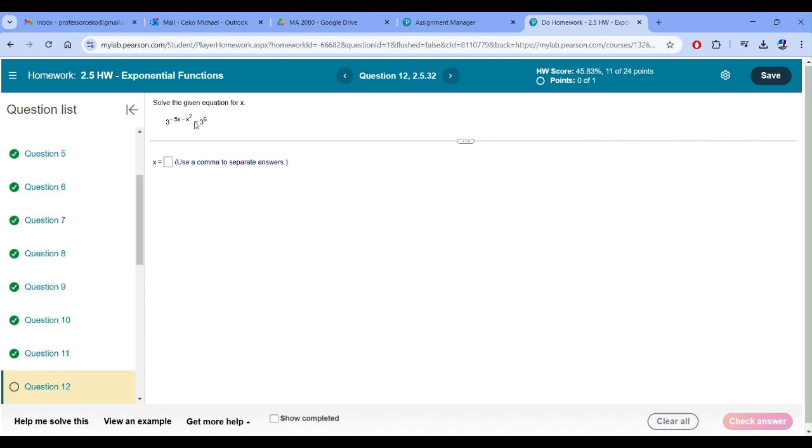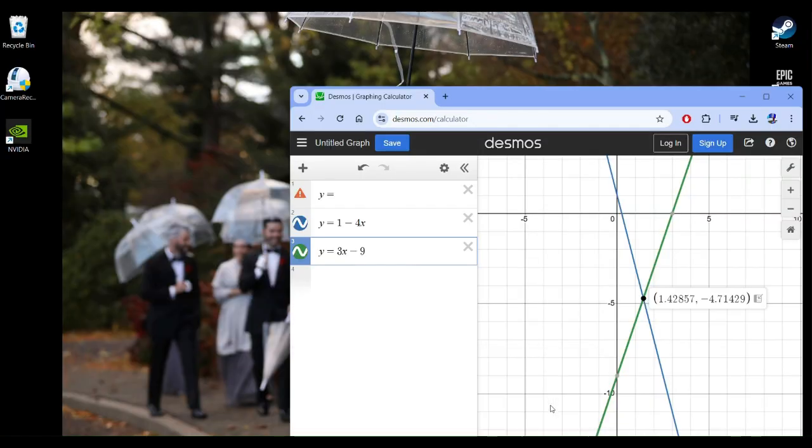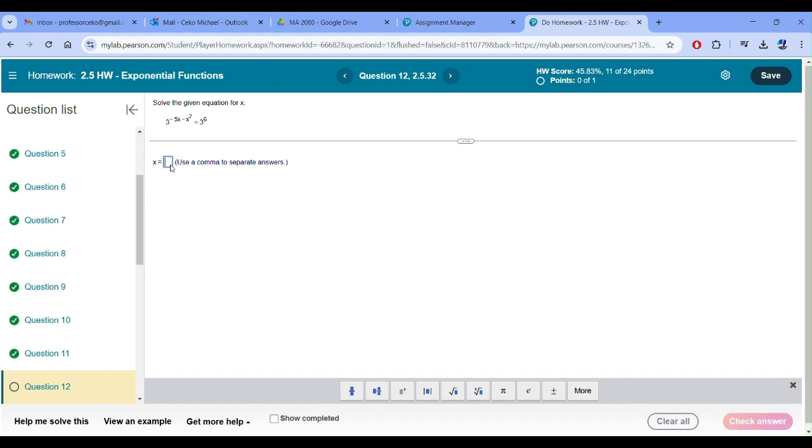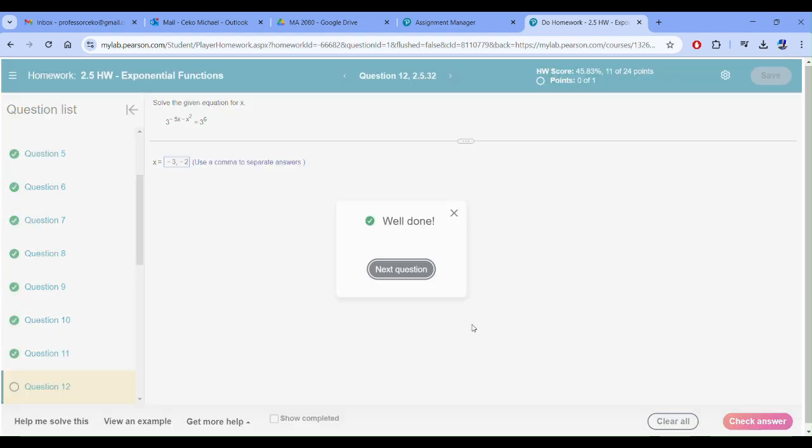Here you have 3 to that is equal to that. So that means that we're going to have x squared plus 5x plus 6 equals 0. And then negative 3 and negative 2. Negative 3 comma negative 2. Cool.